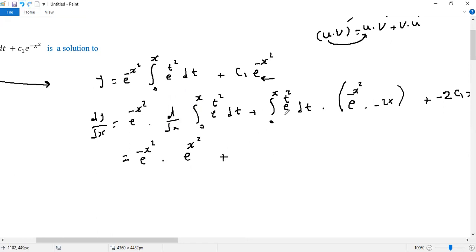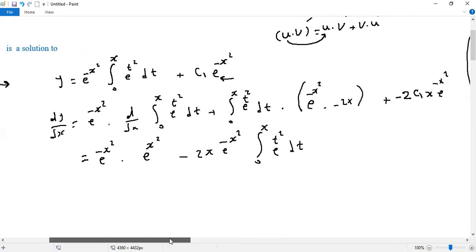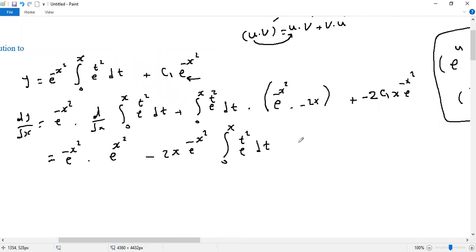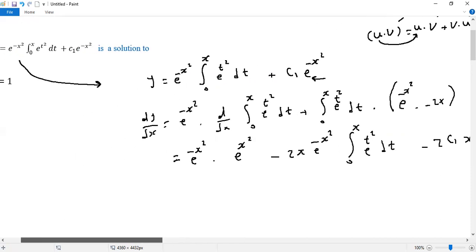Plus the second one multiplied by the integral. So now, multiplication, we have 2x, and e to the minus x squared, times the integral from 0 to x of e to the power t squared dt. And minus what I have here, 2c1x e to the minus x squared. Now this is the dy/dx.